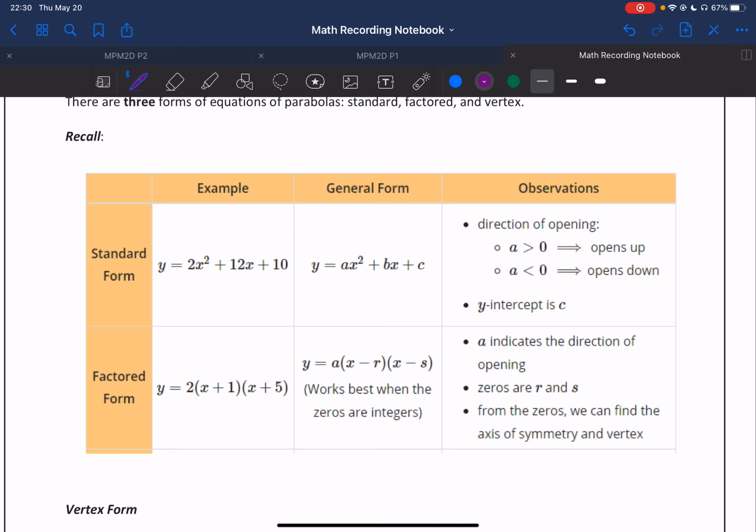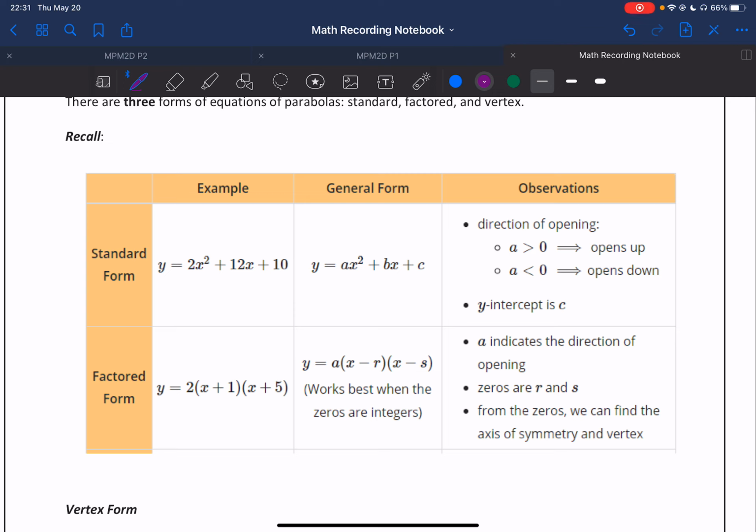Standard form is our y equals ax squared plus bx plus c, where we have the c clearly visible, which is our y-intercept, and the a tells us the direction of opening. So if a is greater than 0, it's going to open up, and if a is less than 0, it's going to open down.